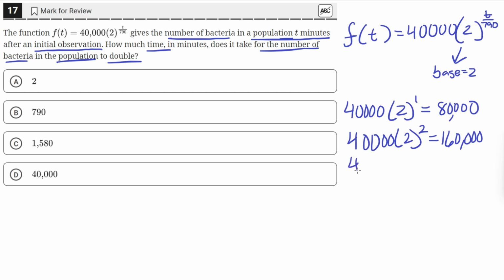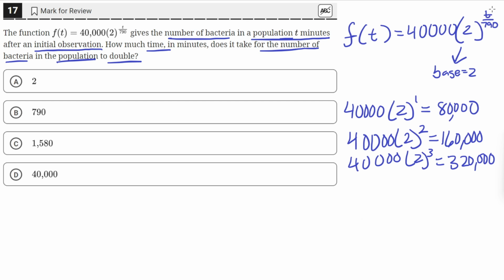And the same thing when the exponent goes up by 1 again. So when we have 3, then it's 2 times 2 times 2, and that last 2 will double it from the previous 2 times 2. So then this would be 320,000. So the doubling time, the amount of time, the minutes it takes for this function f of t to double, is whenever the exponent increases by 1.